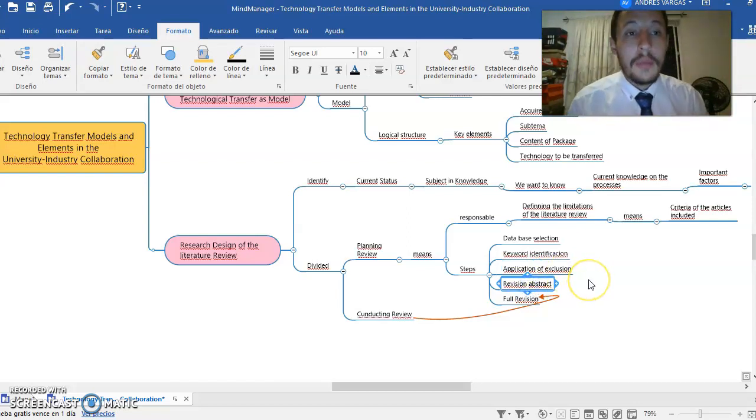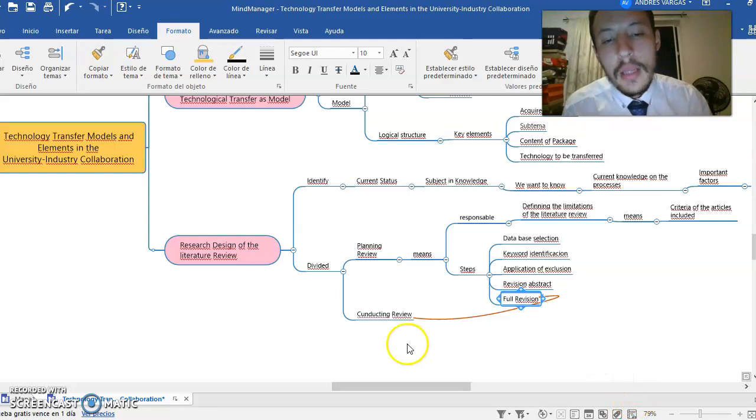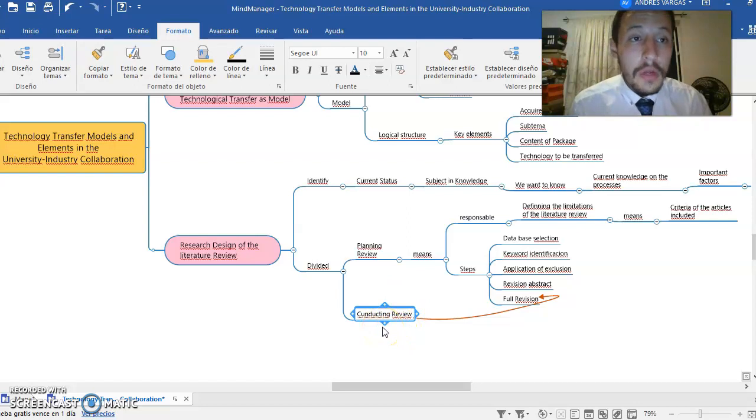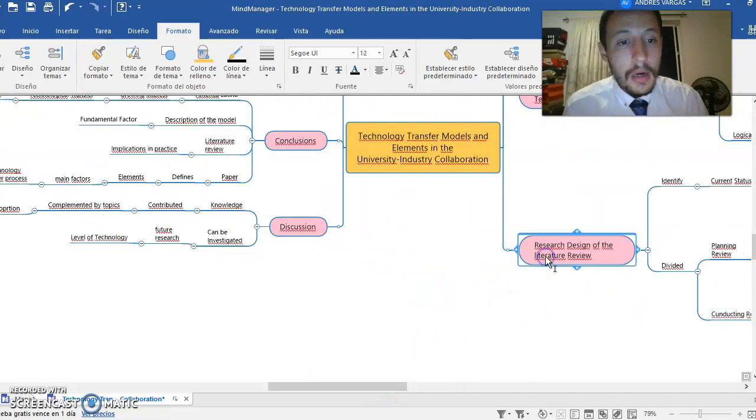The revision of the abstract is: okay, I already made my work, I already made all the important things, all the knowledge, so I have to make the review of that. And the full revision means, okay, start reading the article again, and check if it's correct or isn't correct. So the design of the literature review is divided in two parts. The first part is the planning review, and the second part is the conducting review. The conducting review is only based on the full revision of the article, of the document. So that's the part of research.